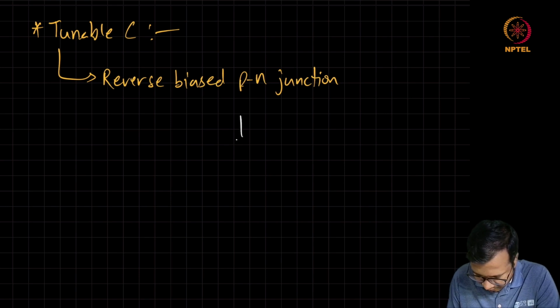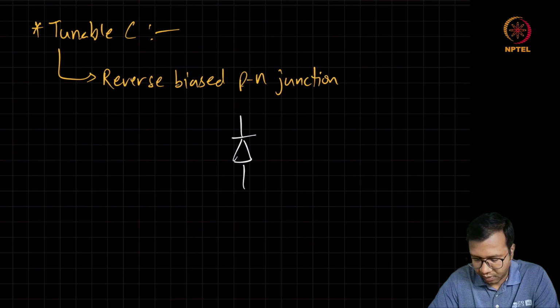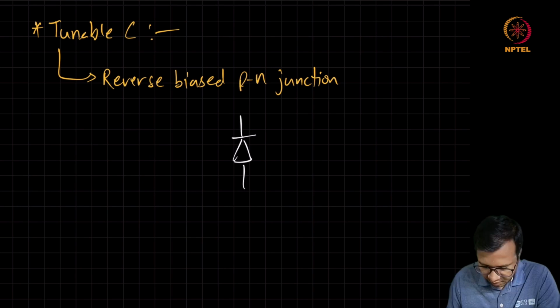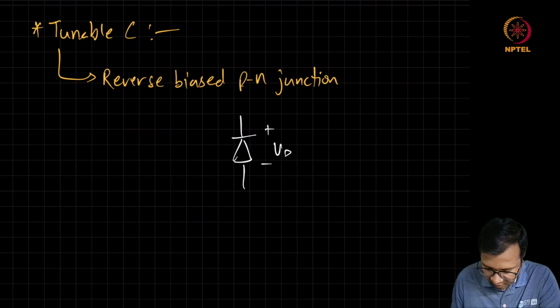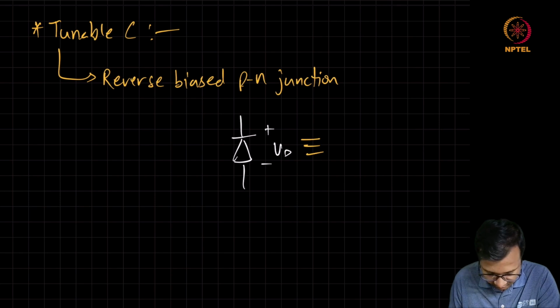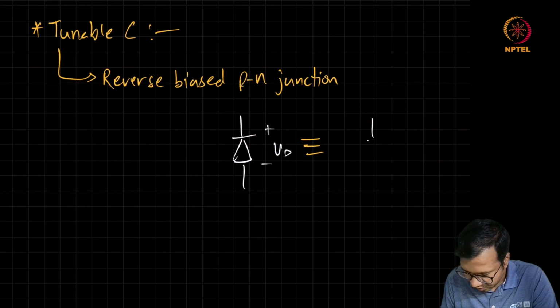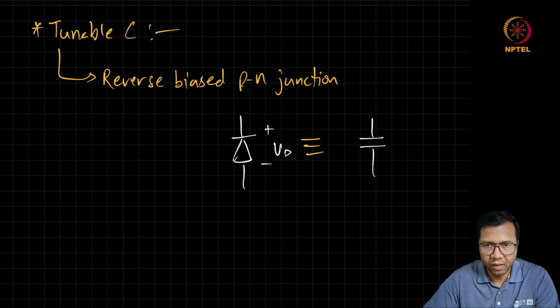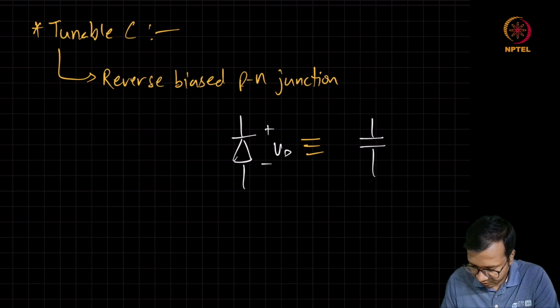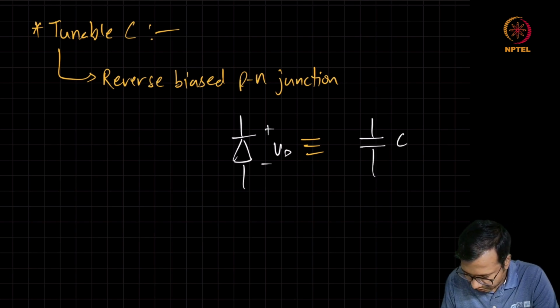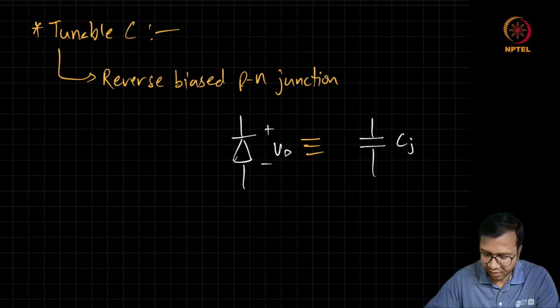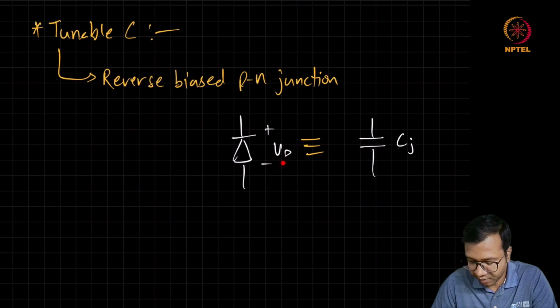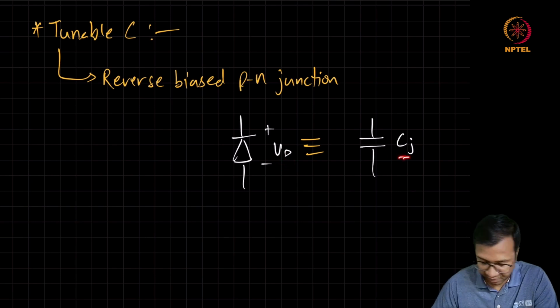So we know that if a PN junction diode is reverse biased, some voltage, say some VD, then the equivalent circuit looks like a capacitor due to the depletion region. So this junction capacitance is a function of reverse biased voltage, and by controlling this VD we can control the CJ.